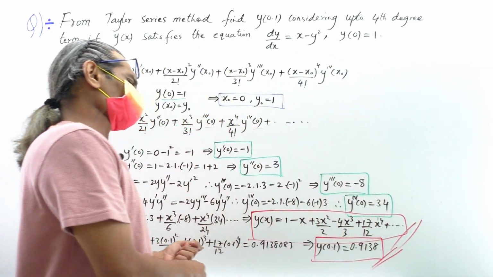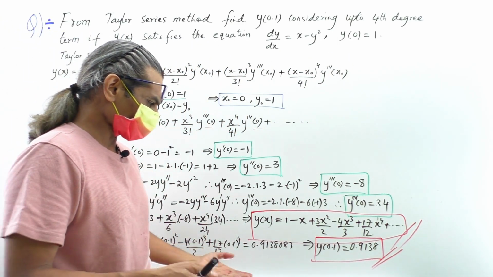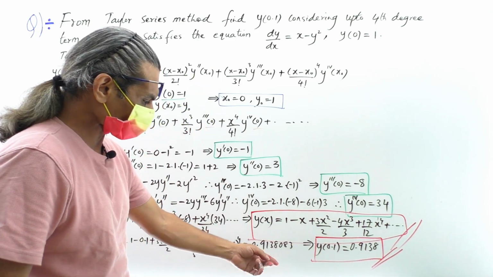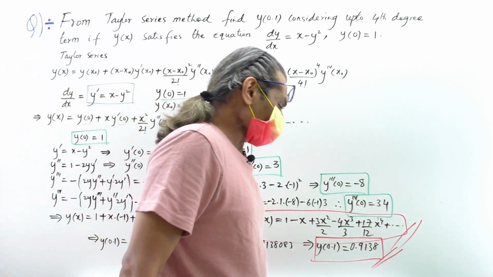Sometimes they mention up to 4 decimal places, usually 4, not 3. So 4 means it is 0.9138. That's the answer. 5 means 0.91381. That's the answer. That's how it is solved.